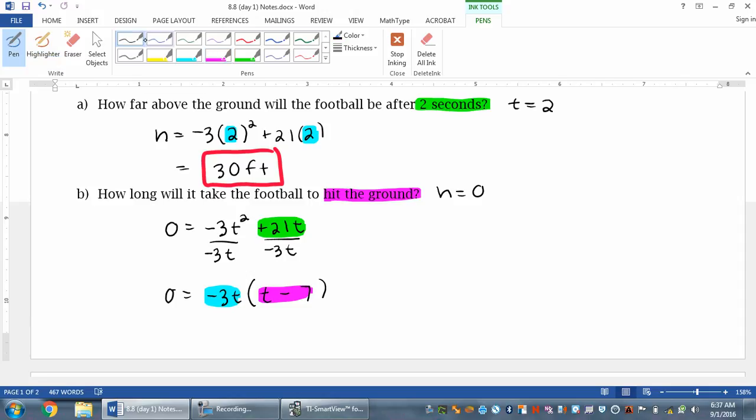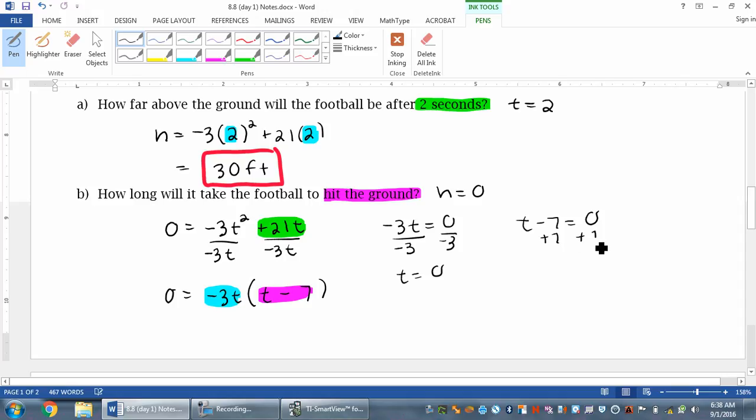But the zero product property means that both of them can equal 0. I'm going to set negative 3t equal to 0 because of the positive t box. If it was just negative 3, I would ignore it. And I'm also going to set t minus 7 equal to 0. From here, I'm going to divide by negative 3, so t equals 0, and add 7, so t equals 7.